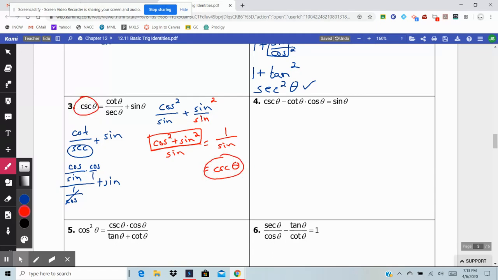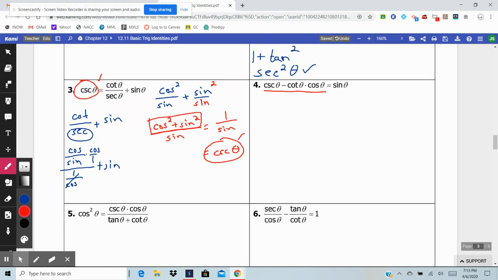So we have proven that those are equal. Number 4, take the most complicated side, which is obviously this side, and we want to somehow turn that into sine to prove that they're equal. I do want to point something else out.